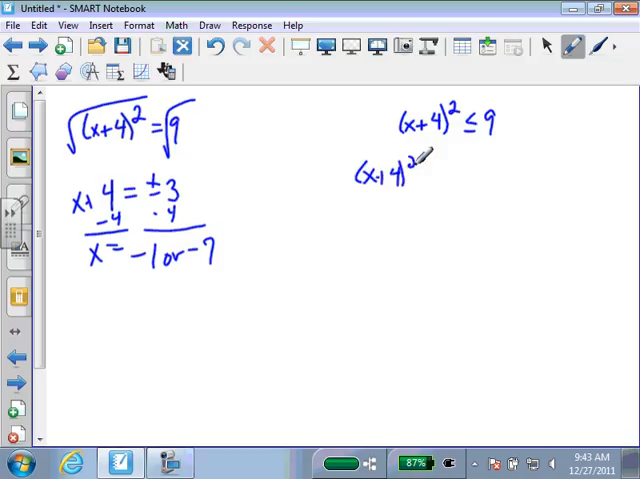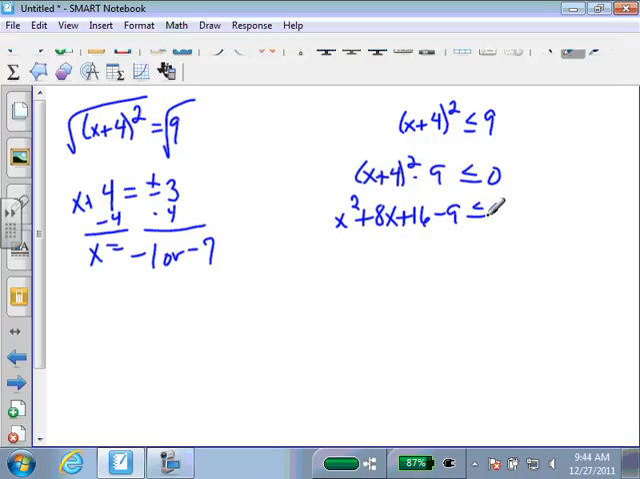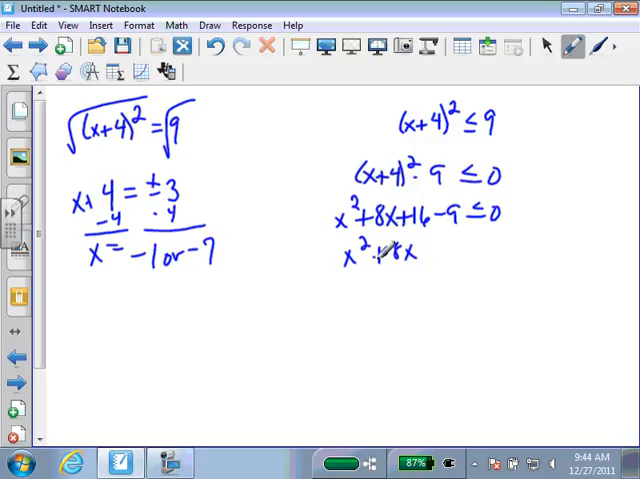x plus 4 squared minus 9 is less than or equal to 0. I have to FOIL this out. x squared plus 8x plus 16 minus 9 is less than or equal to 0. x squared plus 8x plus 7 is less than or equal to 0. So I get x plus 1, x plus 7 less than or equal to 0.